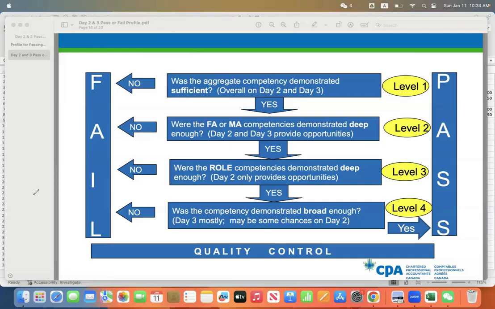But when the results come out, they actually passed day two. The reason they failed is that they skipped day three altogether. You know what I mean?